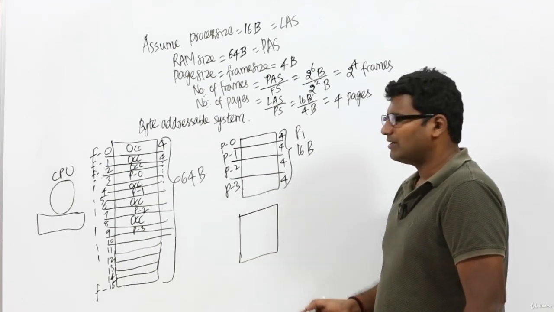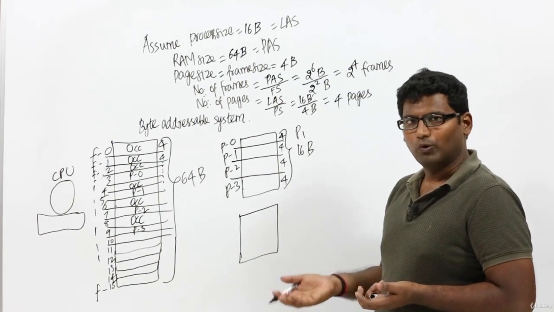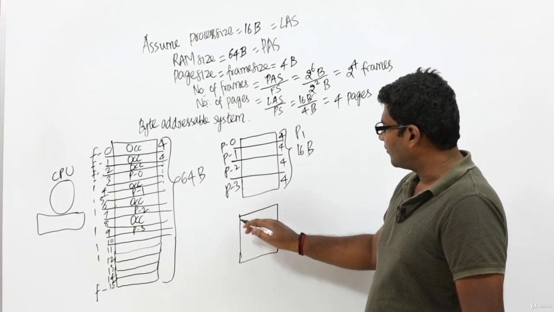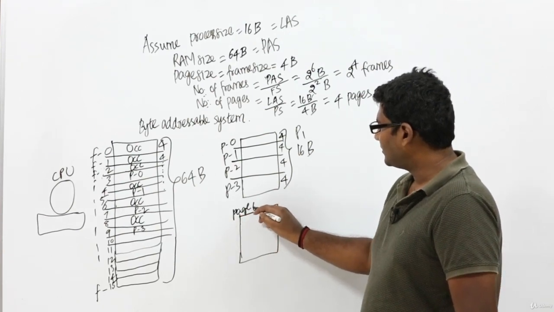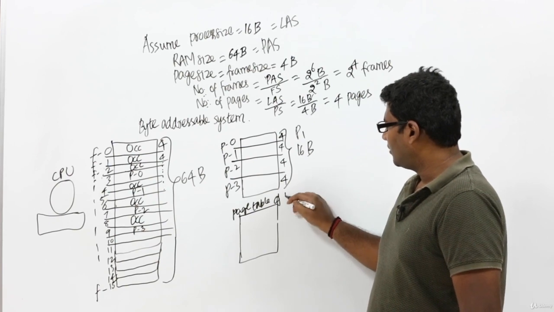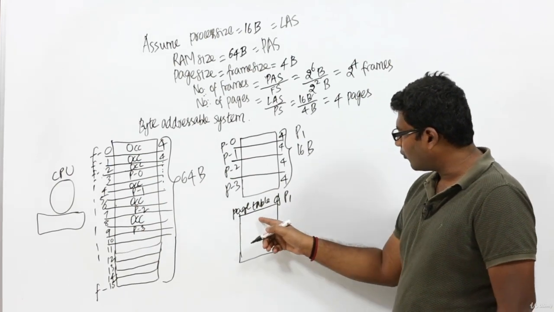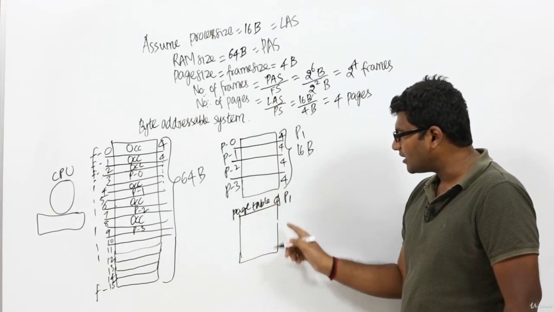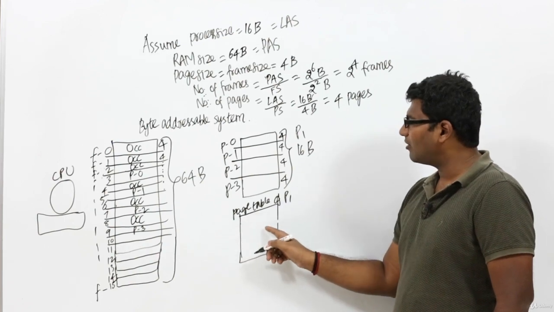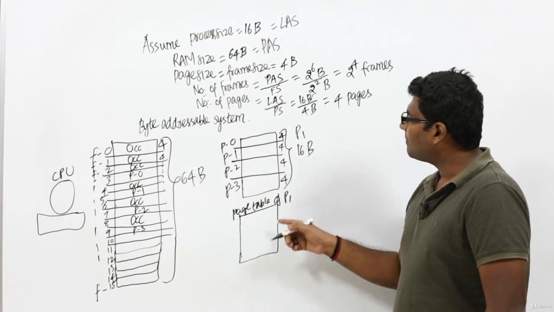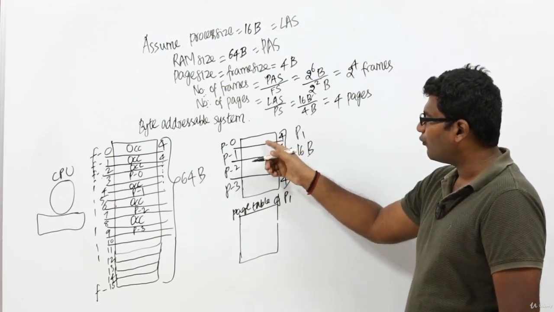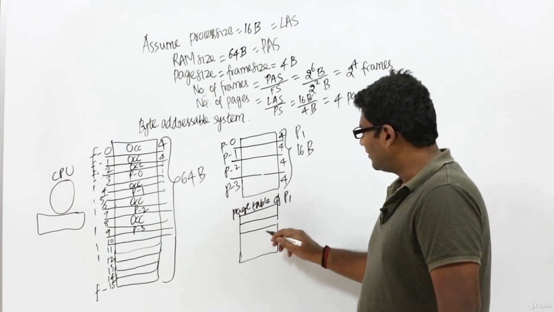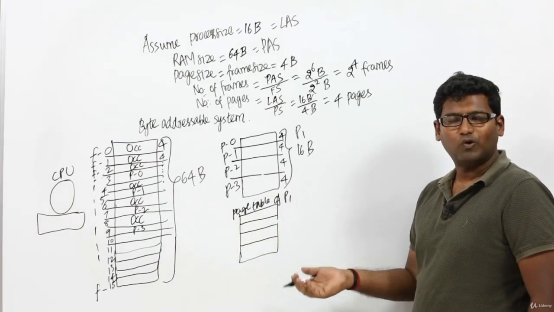Now, the page table is nothing but a table, and a table is nothing but a collection of rows. We say this is the page table of P1. The number of rows in this table depends on how many pages P1 has. For example, P1 has 4 pages over here, and so this page table will have exactly 4 rows. These rows I can also call entries: 4 rows or 4 entries.